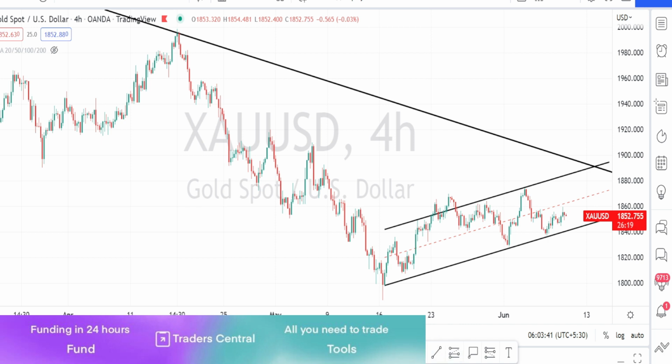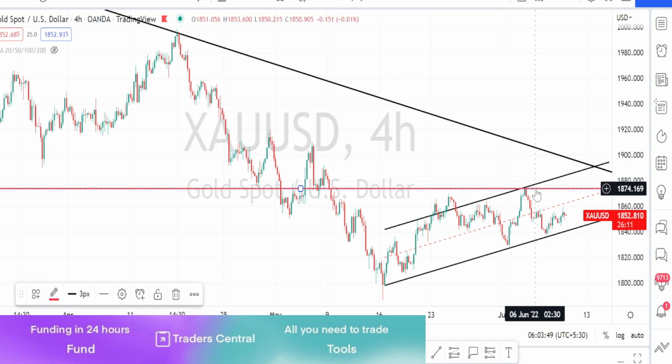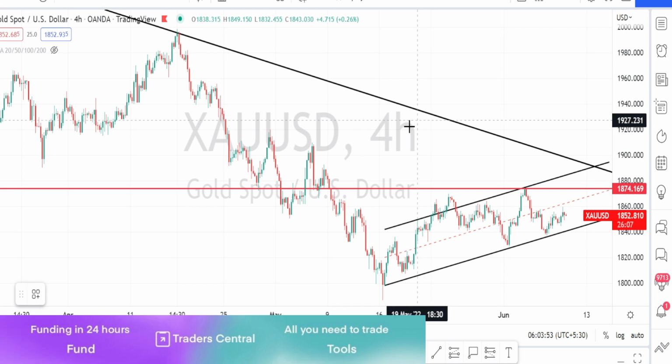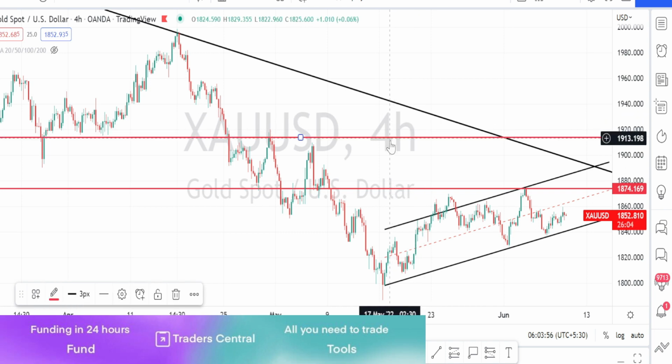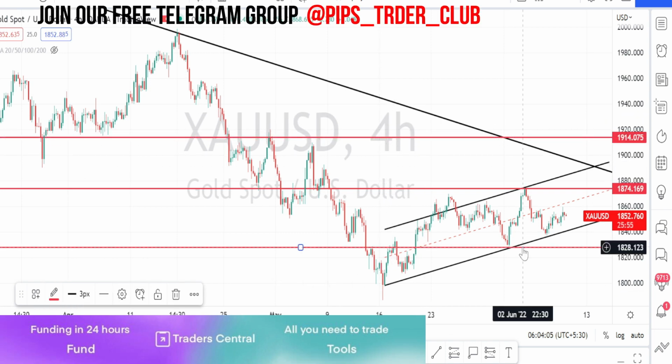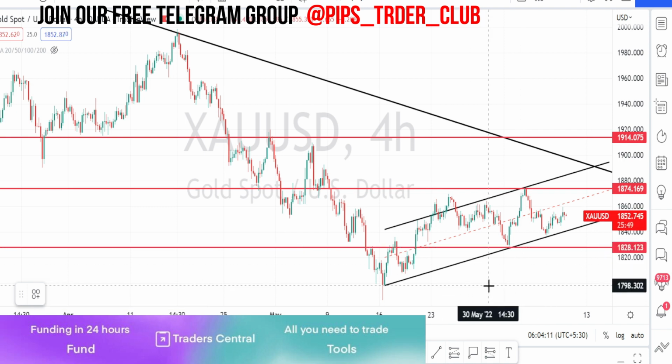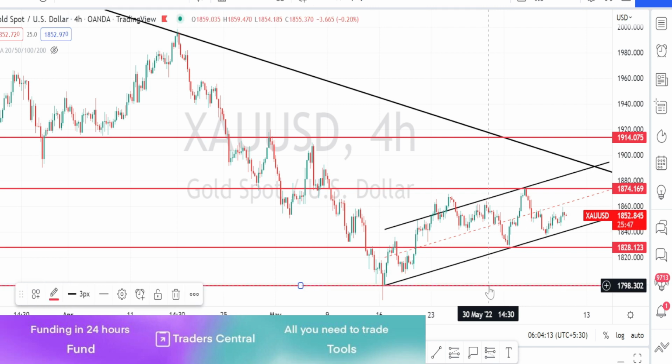When we analyze the major support and resistance levels by drawing a horizontal line, this will be the first resistance line. Next level of resistance is going to be here. 1828 is going to be the first support level, and the next level of support is going to be around 1798.